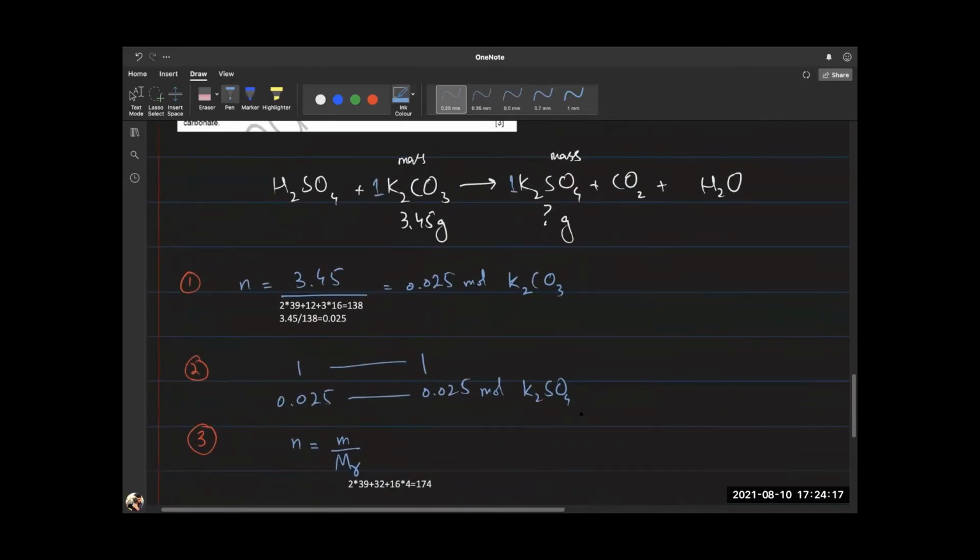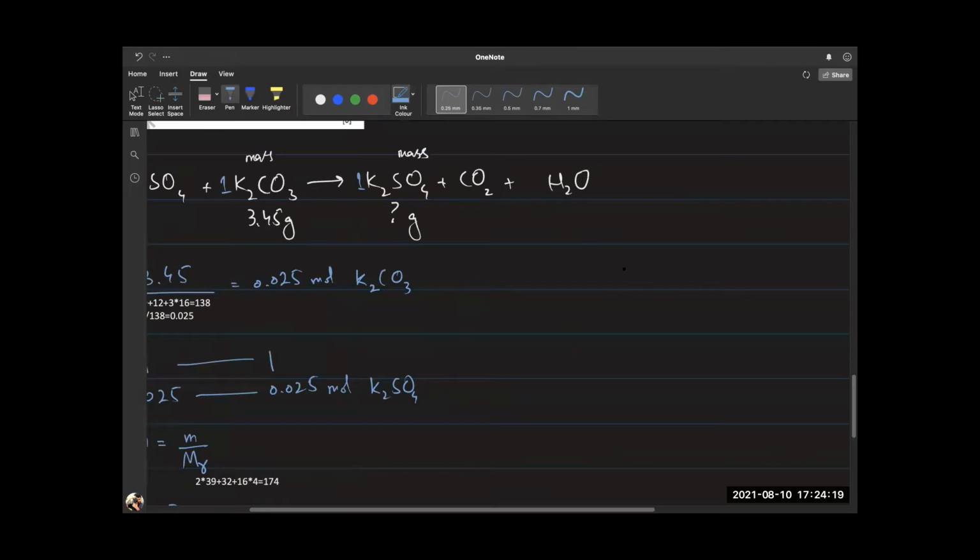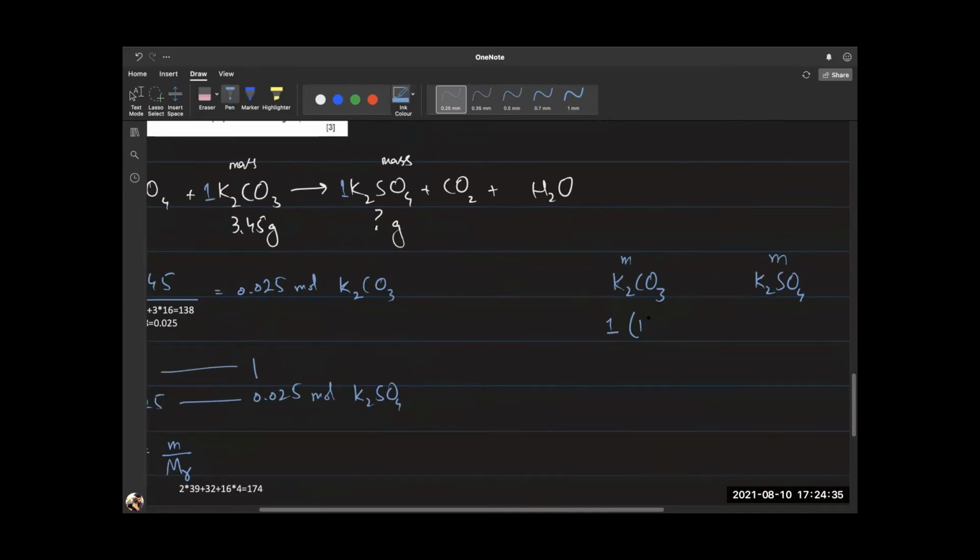Now, if I wanted to solve the other way, I will simply copy them. So K2CO3 and K2SO4, I have the mass of this and I want the mass of that. What are the standard values? This is 1 times the MR of this thing. Because it's mass, the standard value is the MR, which we calculated to be 138. 1 mole of this makes 1 mole of that. So 138 grams makes 174 grams.